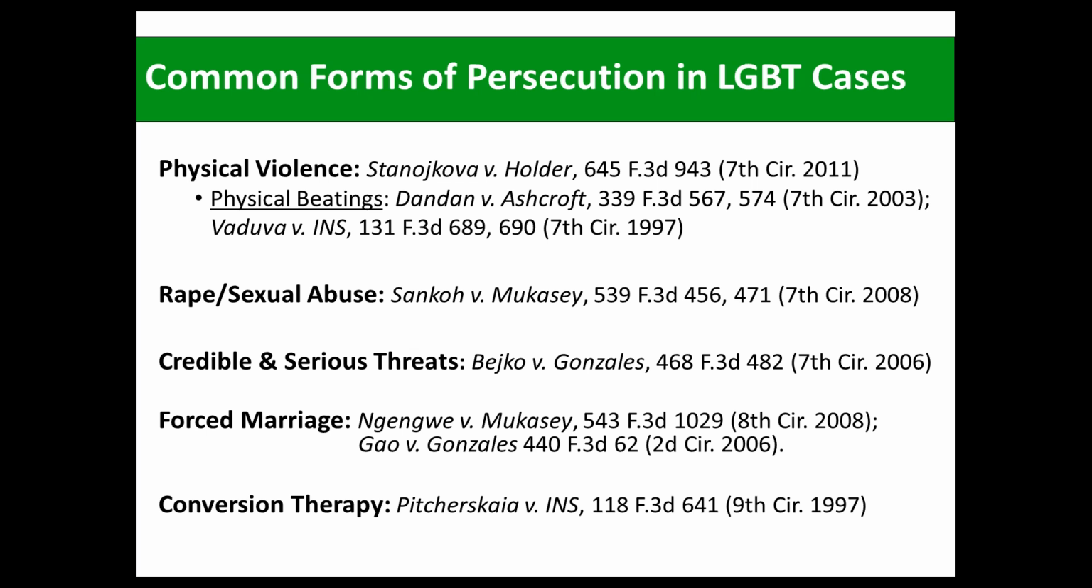And then forced marriages. It's non-controversial that forced marriage is a type of persecution. However, keep in mind that it can be difficult to show a distinction between forced and arranged. And then forced psychiatric treatments or attempts to, quote, cure someone of their sexual orientation or gender nonconformity is a form of persecution, even if the person doing it doesn't mean to hurt the individual.